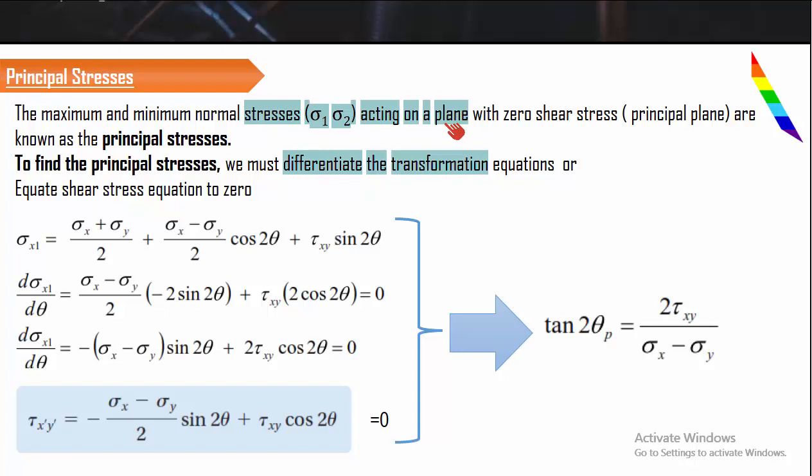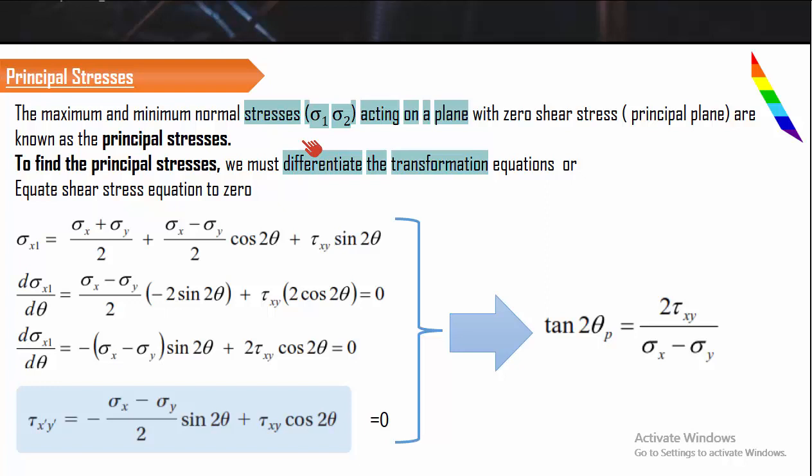Now let us see how this is going to work. We can define different planes in a material. In some planes, the shear stress value is going to be zero. We know that this is the equation that we have used to find the shear stress acting on a plane which is inclined at an angle of theta. So there are planes where the shear stress value is zero. Such planes are generally called principal planes. So the normal stresses acting on those principal planes are called the principal stresses.